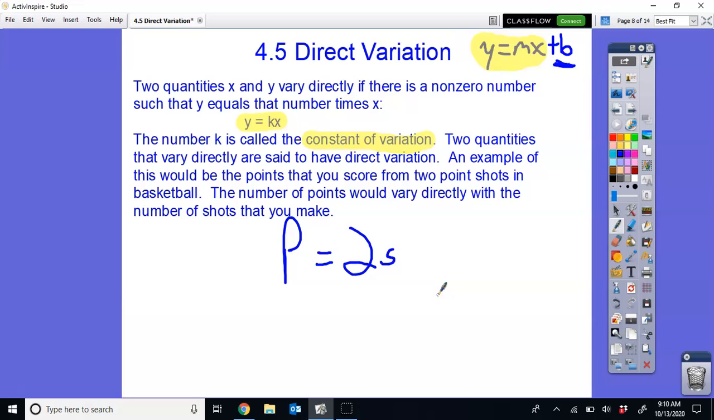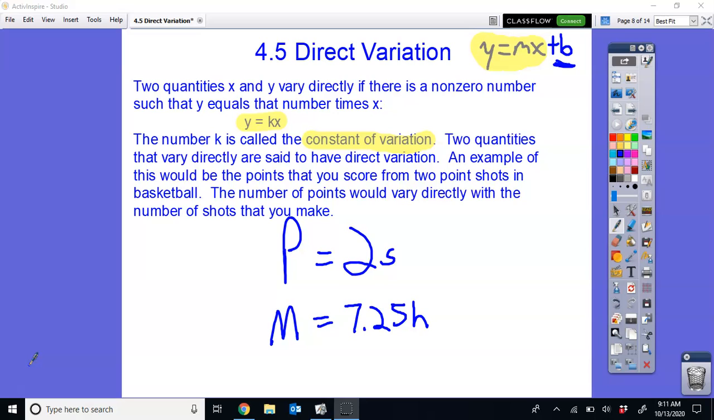Another real life example: the money that you make at McDonald's is equal to 7.25 minimum wage times the hours that you work. So that is an example also of direct variation, where you have a constant number times your input that gives you your output.